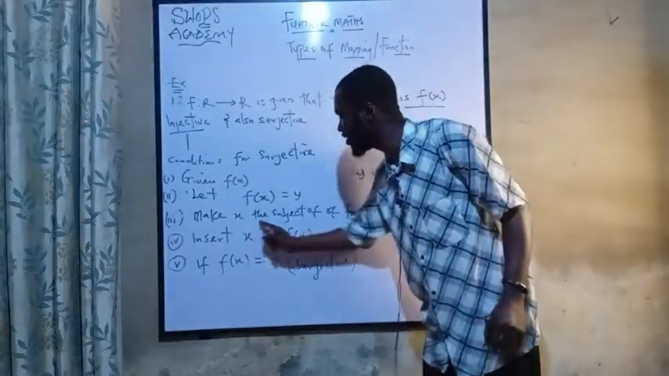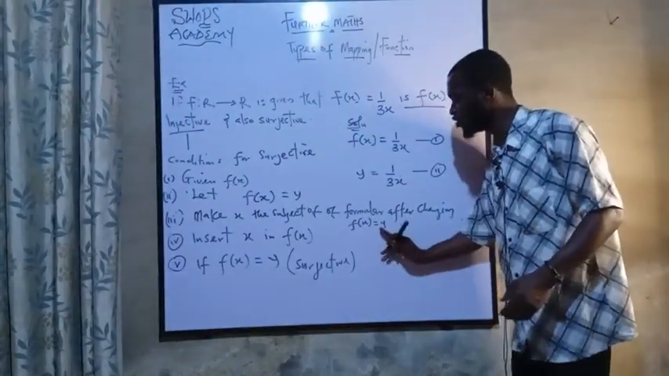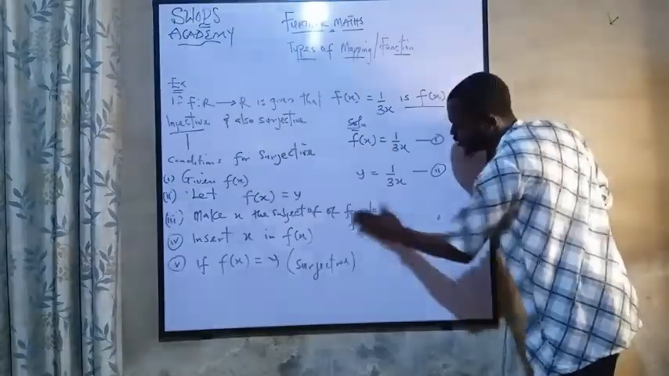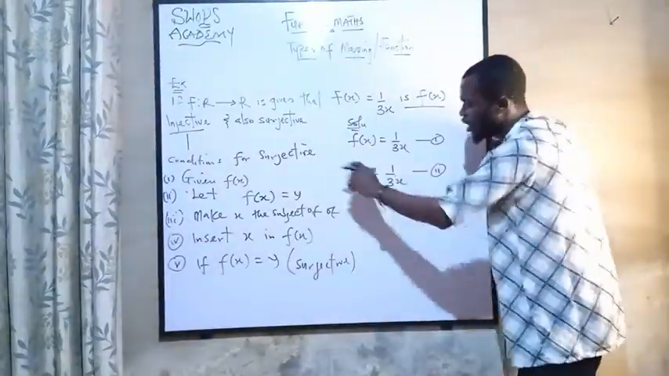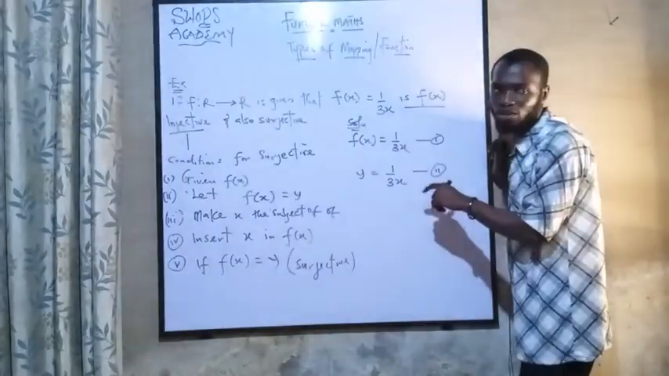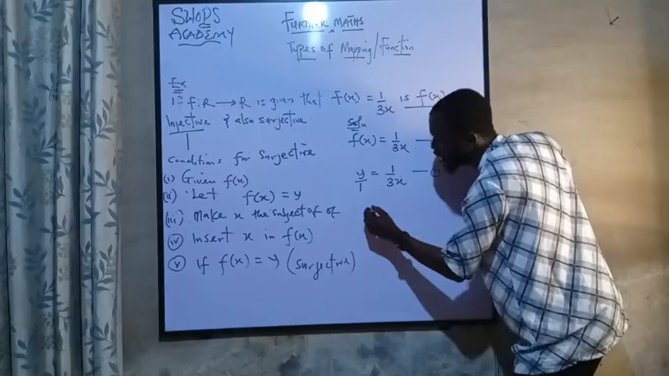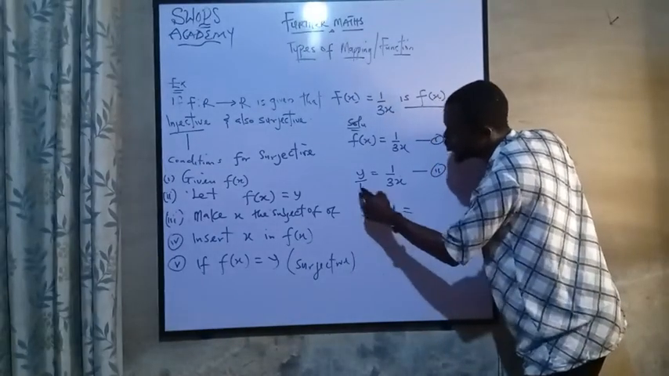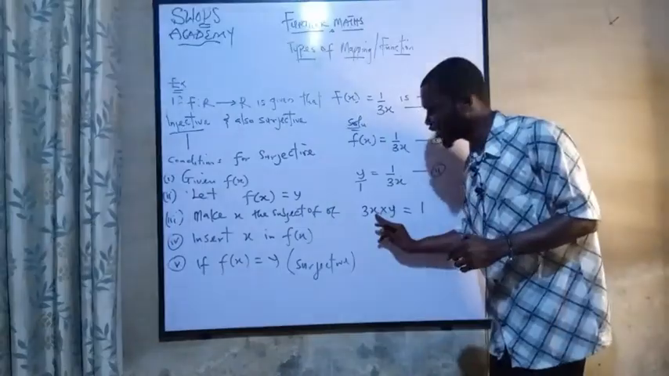Let's move to the third condition: make x the subject of the formula. After changing f of x to be y, here you make x the subject of the formula. Is that noted? Now let's make x the subject of the formula. Let's cross multiply. Y times this one, put 1 here. 3x times y equals 1 times 1, which is 1. Am I communicating?